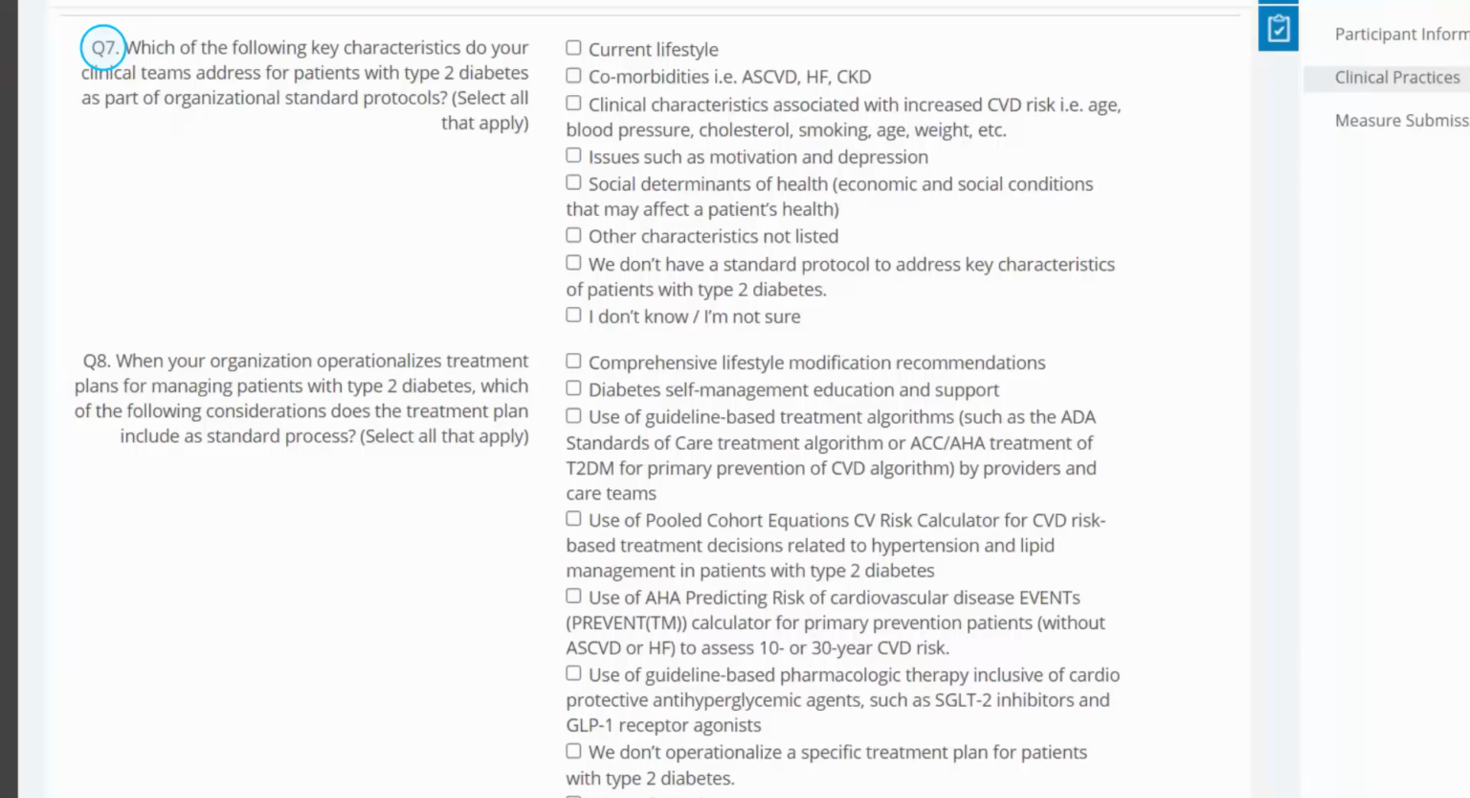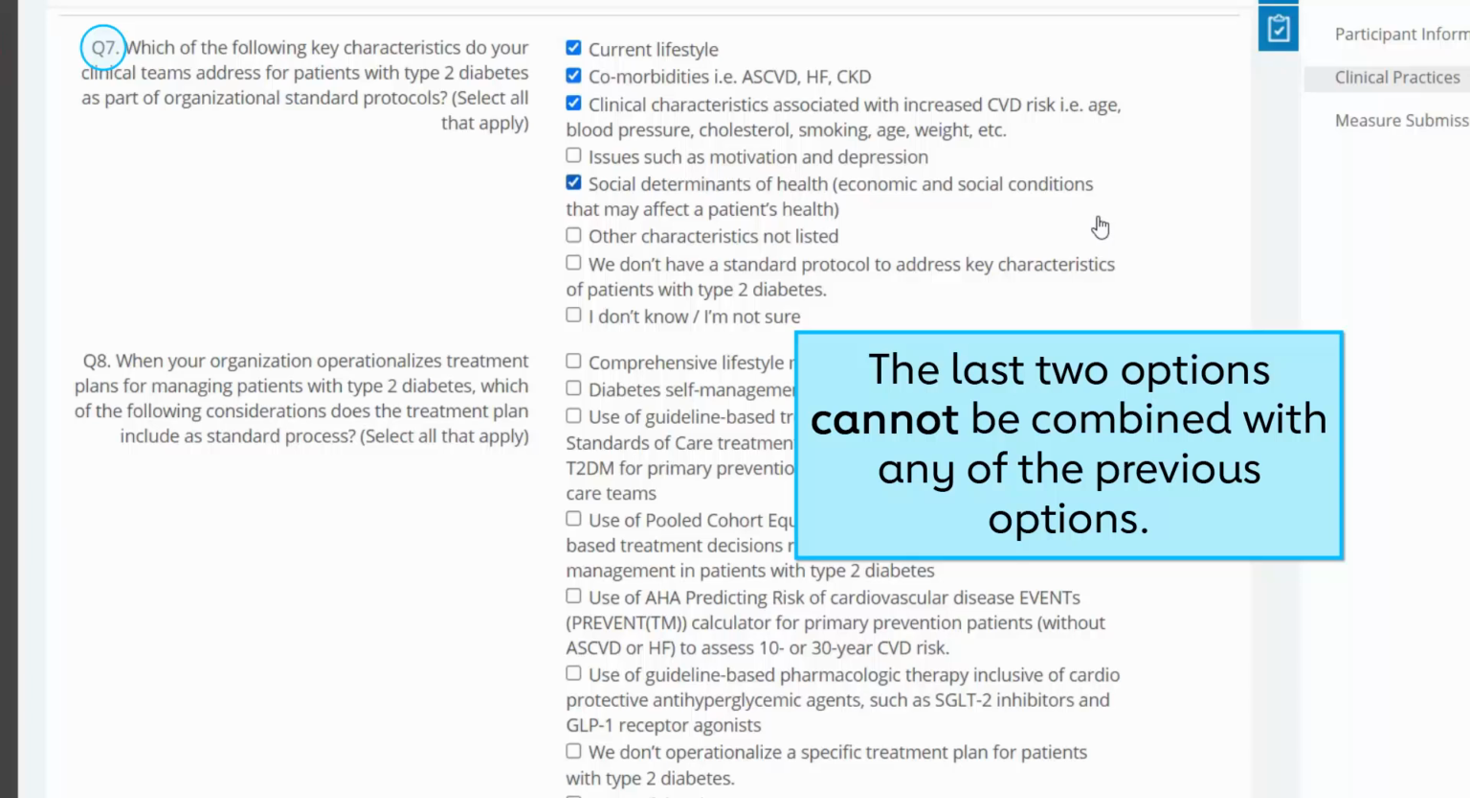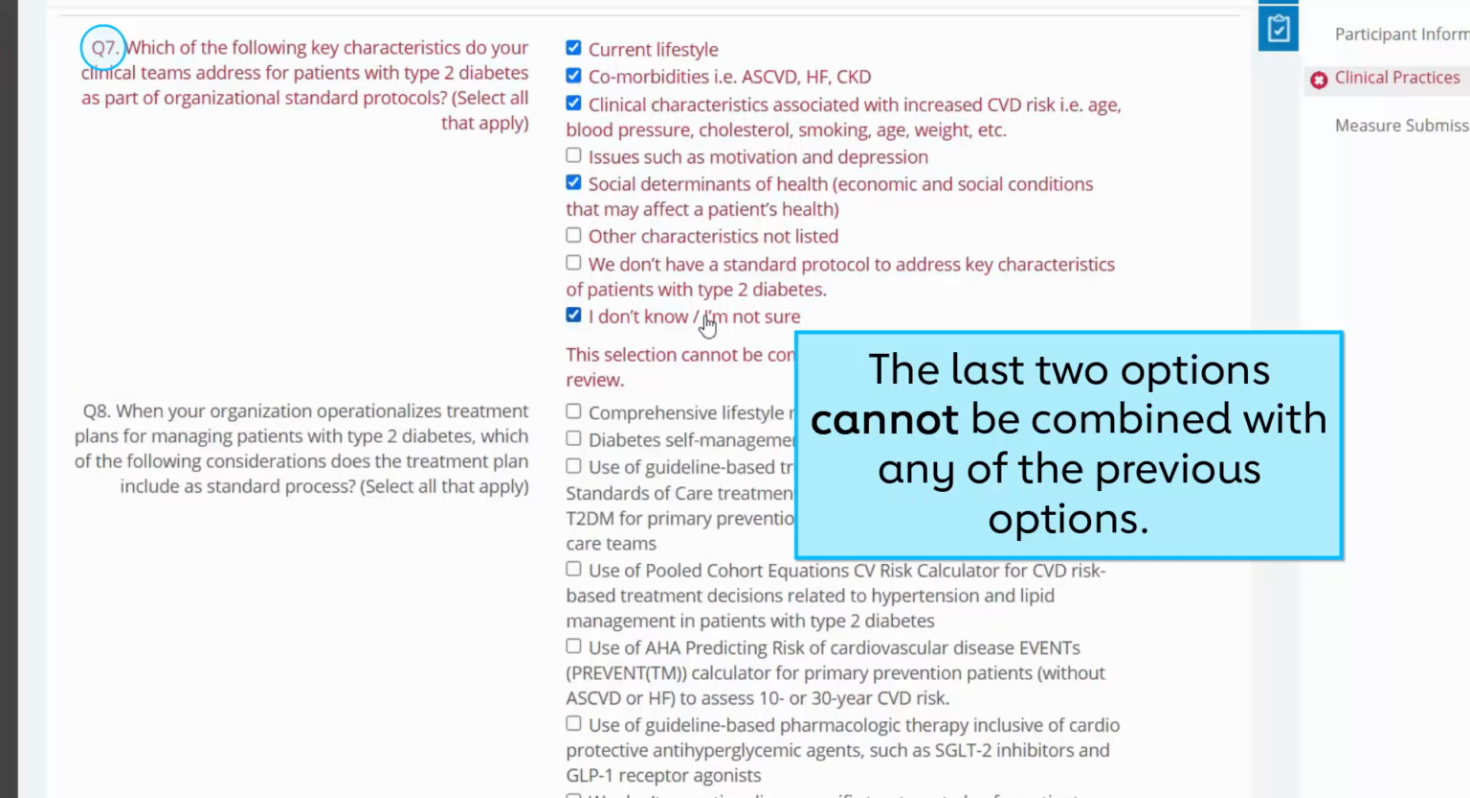Question 7 asks, which of the following key characteristics do your clinical teams address for patients with type 2 diabetes as part of standard protocols? Select all that apply. My demo organization addresses current lifestyle, comorbidities, clinical characteristics associated with CVD risk, and social determinants of health, but not issues such as motivation or depression, so I'll leave that blank. Note, the last two options, 1, that you do not have a standard protocol, or 2, that you are not sure of the key characteristics, cannot be combined with any of the previous options.